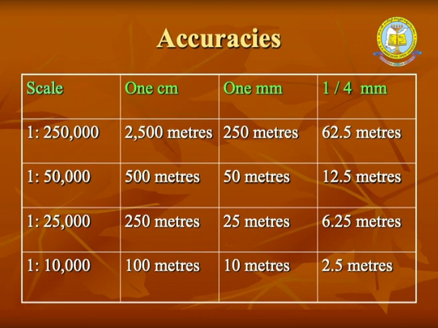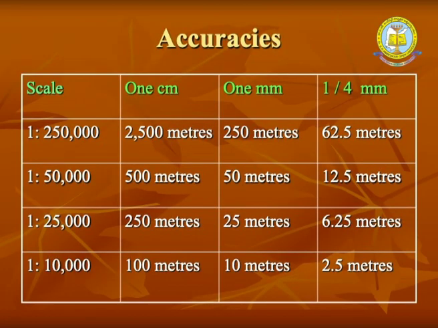Now, try to look at your application areas. Let us say you are carrying out an agriculture survey, all right. For that kind of survey in a rural area which has lower economic value, a map of 1 is to 50,000 or 25,000 might be enough.